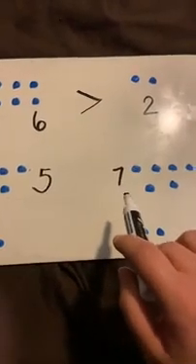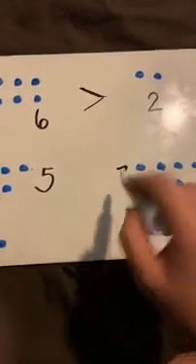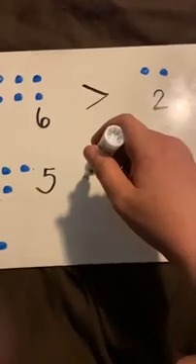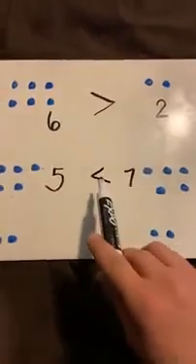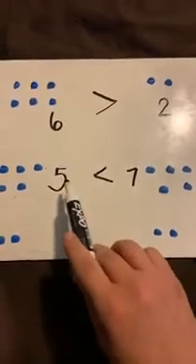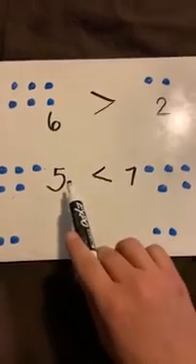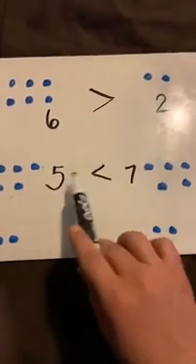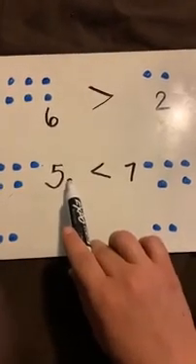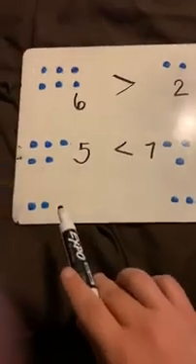So my alligator mouth wants to open to my bigger number, so I'm going to make it like this. He's opening to the bigger number, but this means less than because he's pointing to the smaller number. Look, this one means less than because he has the smaller number first. Okay, let's try another one.